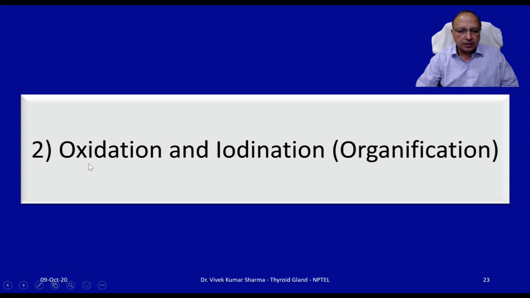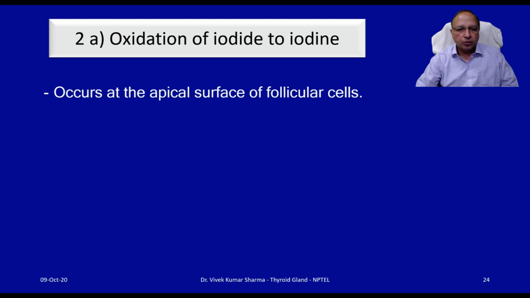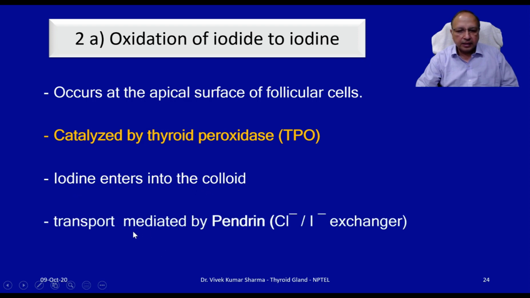The second step is the oxidation and the iodination, also called organification. We can divide it into 2A, where there is oxidation of the iodide to iodine. It occurs at the apical surface of the follicular cells and it is catalyzed by thyroid peroxidase or TPO. The iodine enters into the colloid, and the transport, as we have just seen in the previous slide, is mediated by the pendrin chloride iodide exchanger.